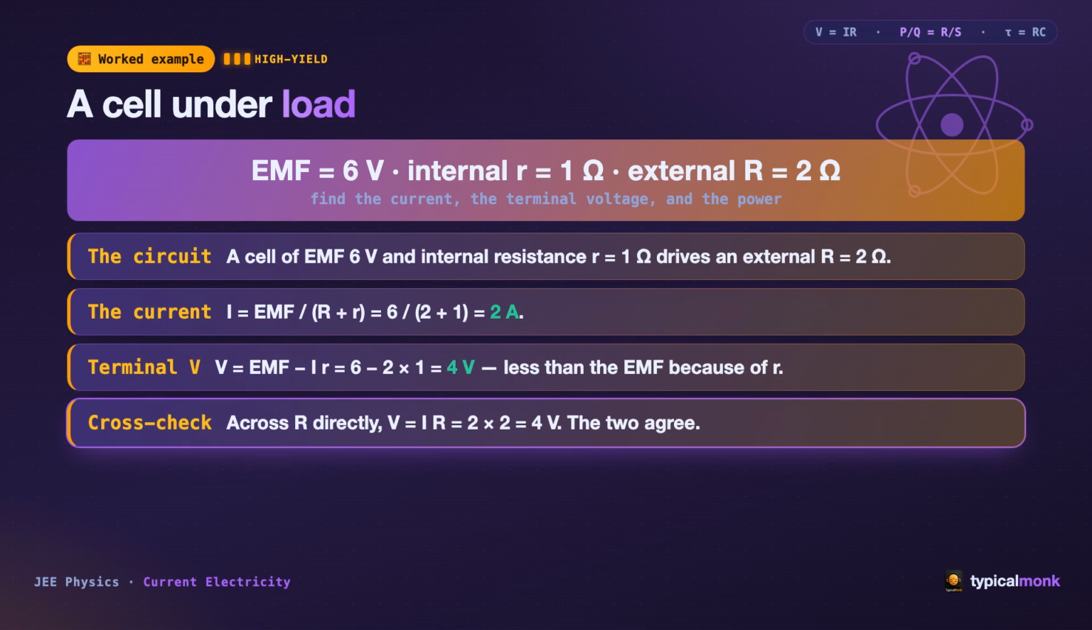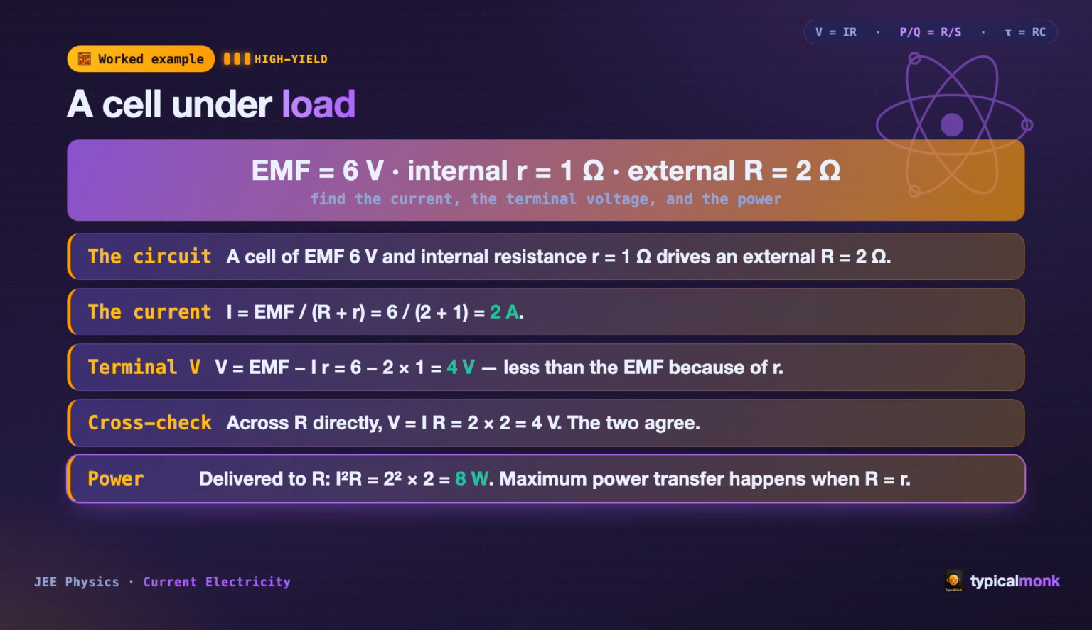A cross-check. Straight across R, V equals IR, 2 times 2, which is also 4 volts. The two agree. The power delivered to R is I squared R, 2 squared times 2, which is 8 watts. And the maximum power transfer happens when R equals r.